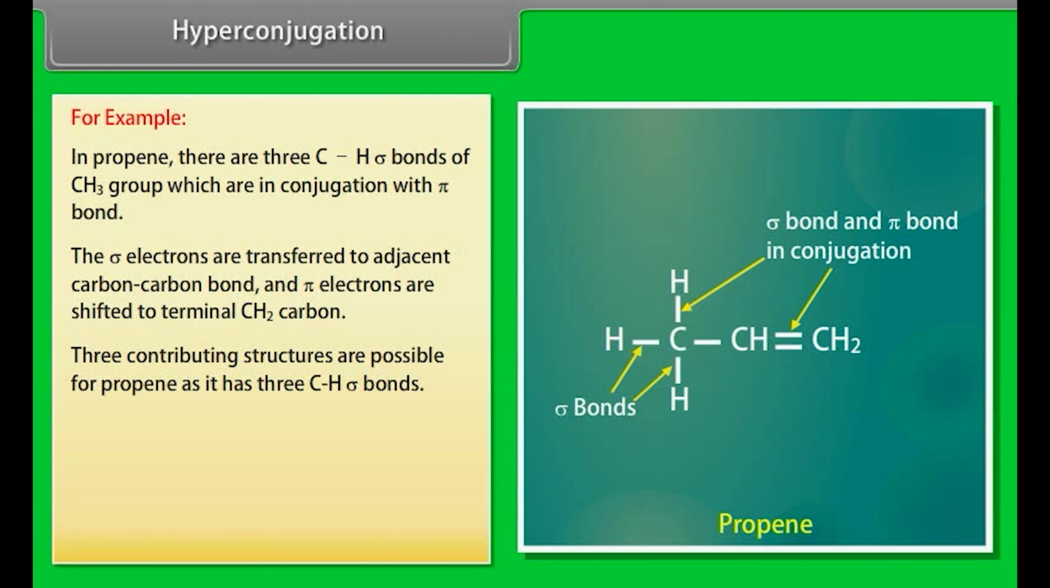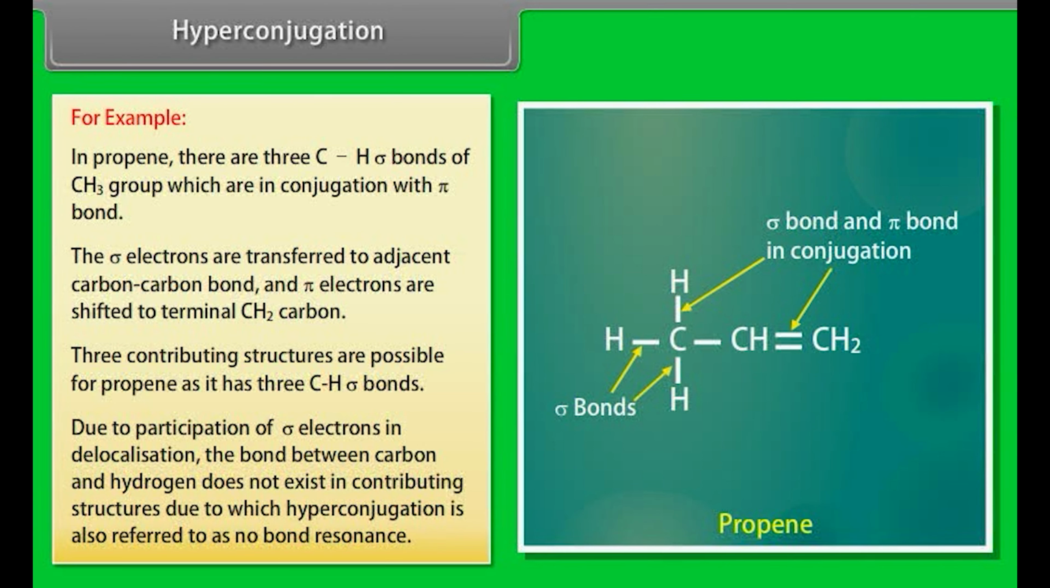3 contributing structures are possible for propene as it has 3 C-H sigma bonds. Due to participation of sigma electrons in delocalization, the bond between carbon and hydrogen does not exist in contributing structures, due to which hyperconjugation is also referred to as no-bond resonance.